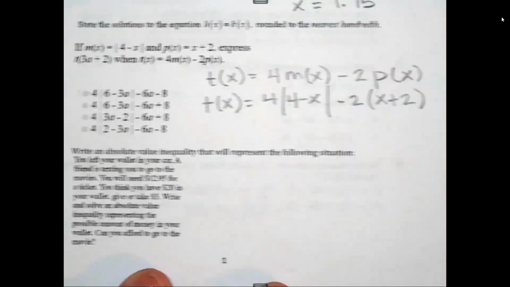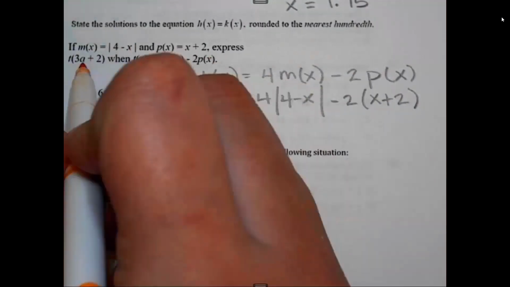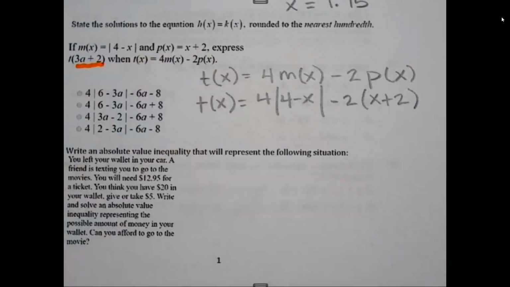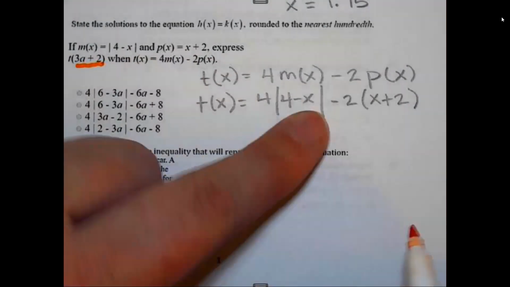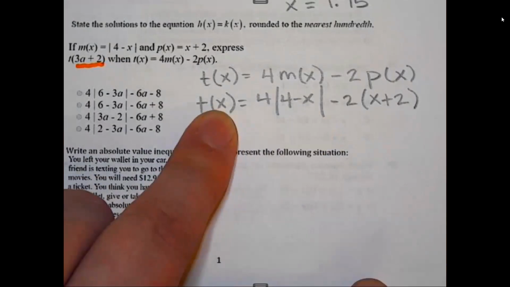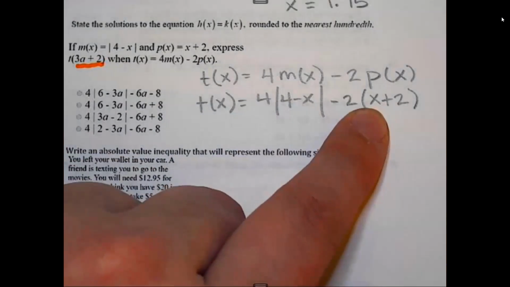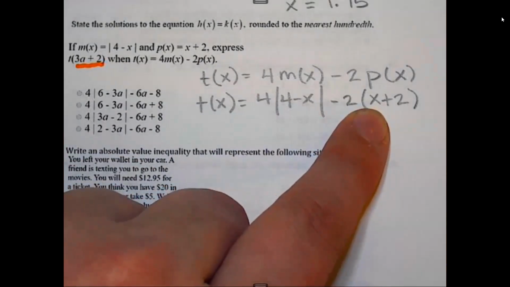And now, what are they saying to do? They said t of something. What are they telling you to do? What do they want you to do with the 3a plus 2? Yeah, plug it in. And plug it in for what? Plug it in for x. So for each x we have, we're going to take out the x, and we're going to put 3a plus 2. So I'm going to put 3a plus 2 here, 3a plus 2 here, 3a plus 2 there. Does that make sense? Okay.